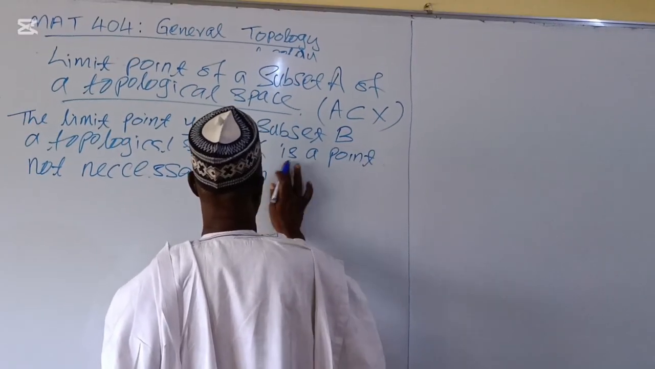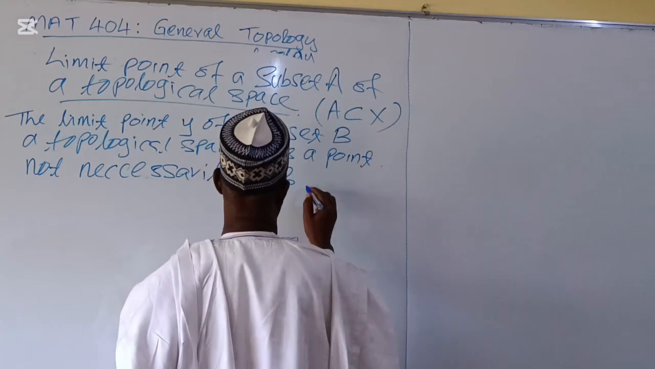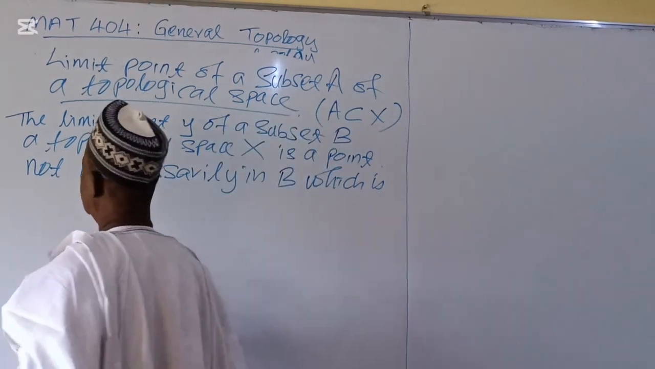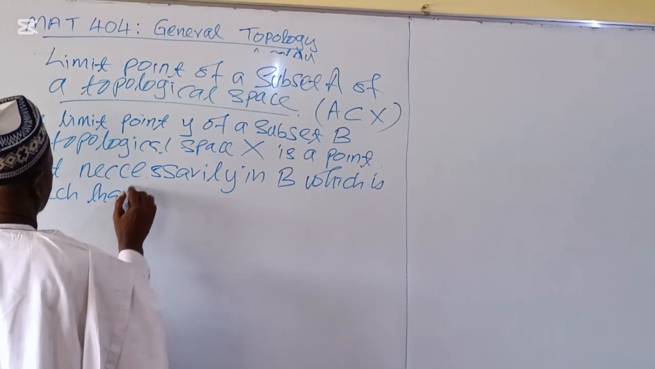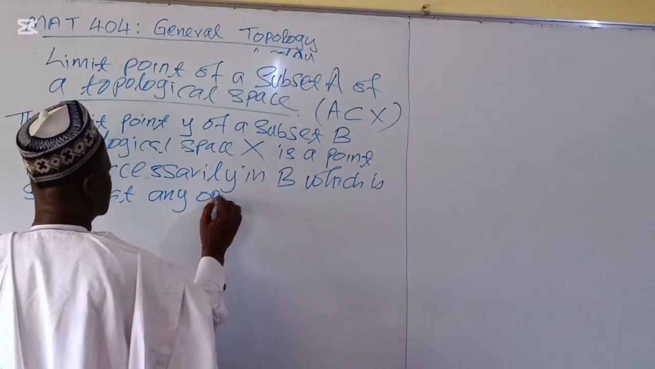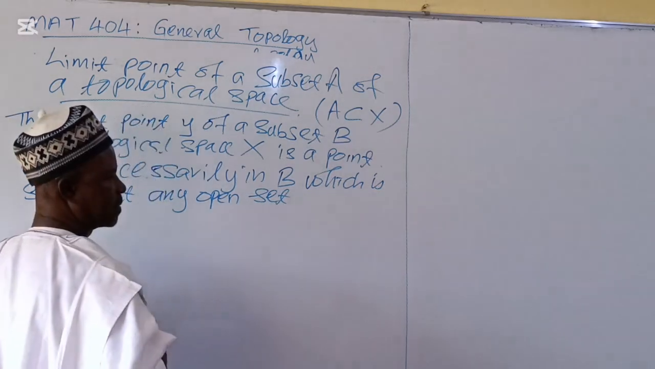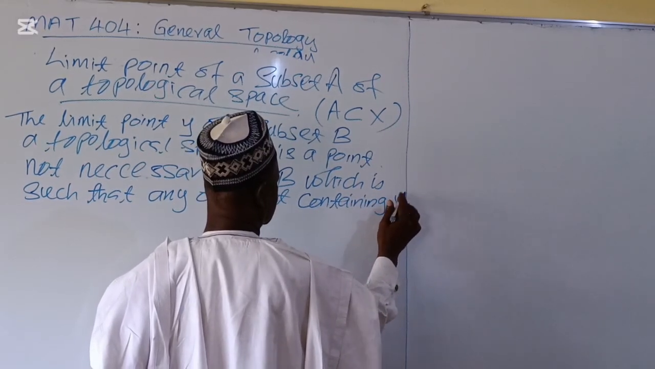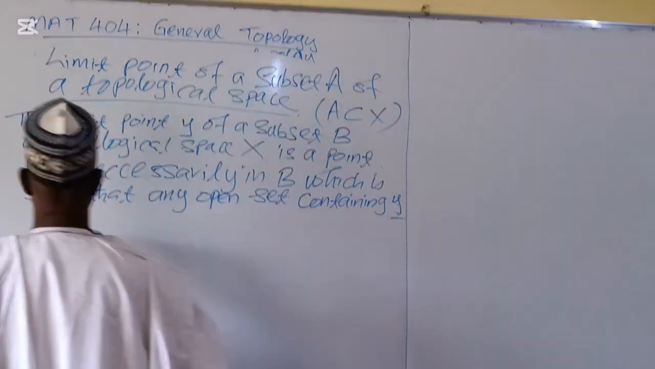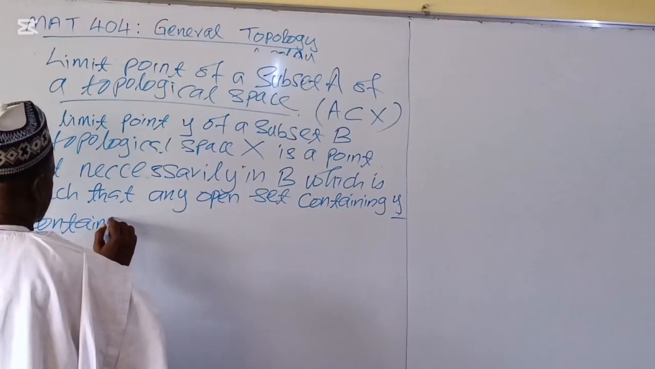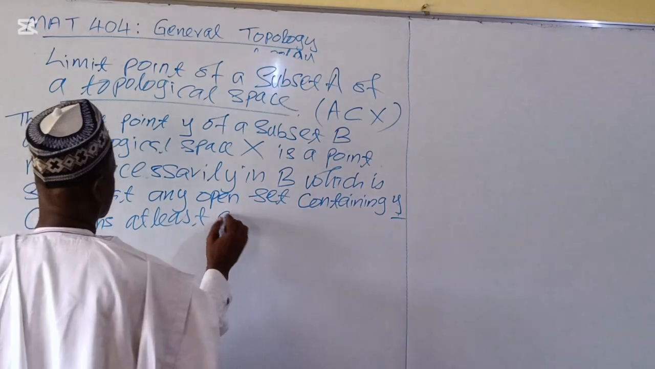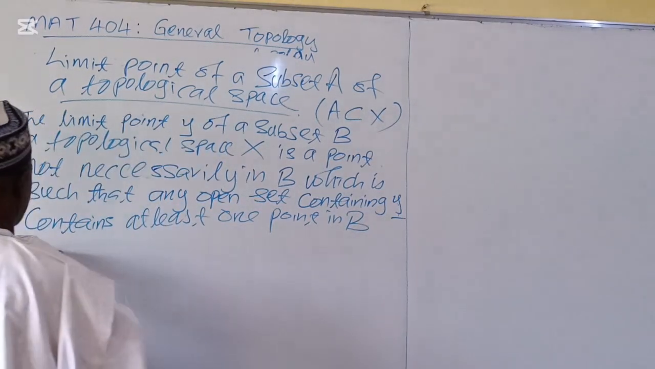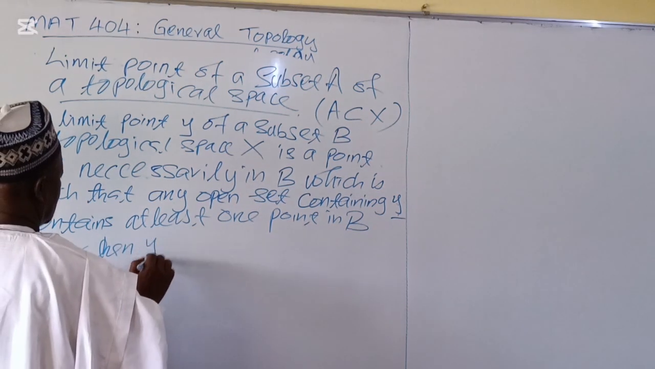Or let me call it B, okay, not necessarily in B, which is such that any open set containing this set Y contains at least one point in this set B other than Y, okay?